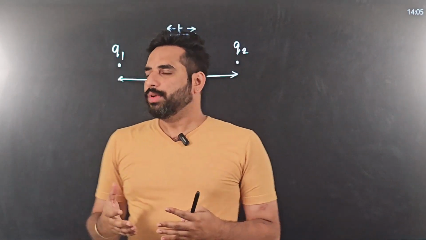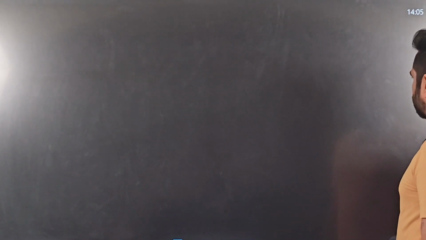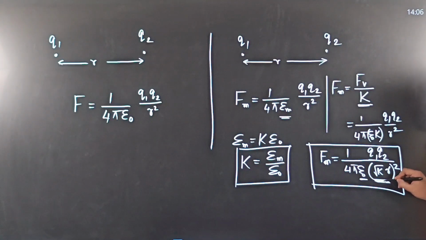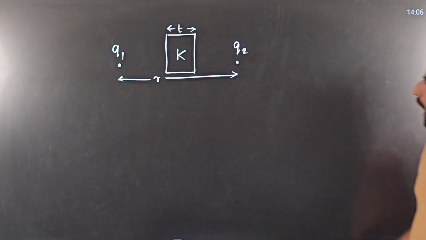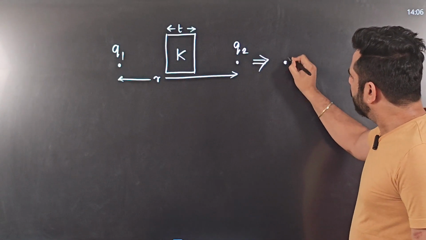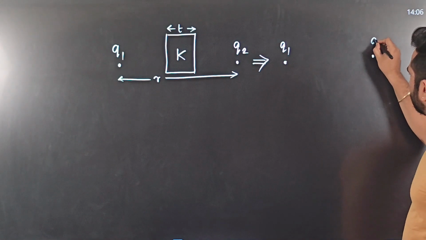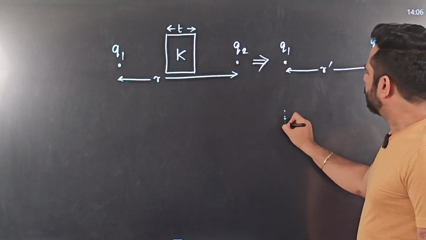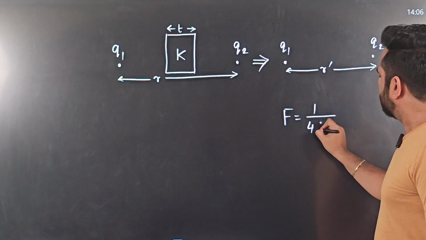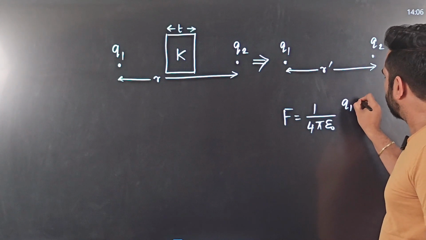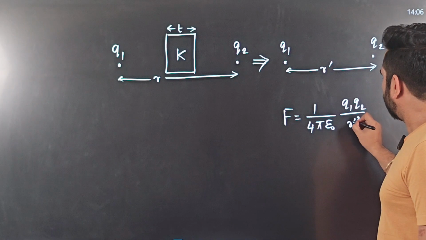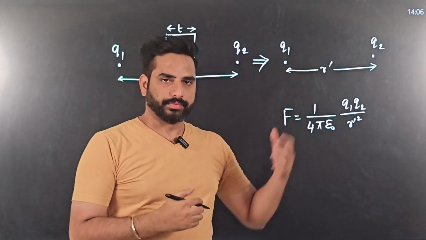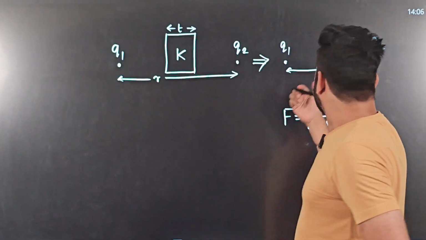How do we deal with this? We are going to apply this concept. A distance r in any medium is equivalent to a distance of root k r in vacuum. So I'll convert this problem into two charges Q1 and Q2 separated by an effective distance of r dash in vacuum, so that the force between them can be easily expressed as 1 by 4 pi epsilon naught Q1 Q2 by r dash whole square. But what is r dash? That is the effective distance in vacuum. So how do I get this r dash?